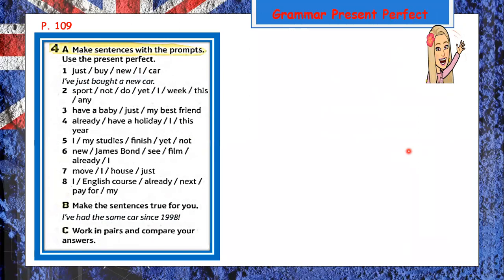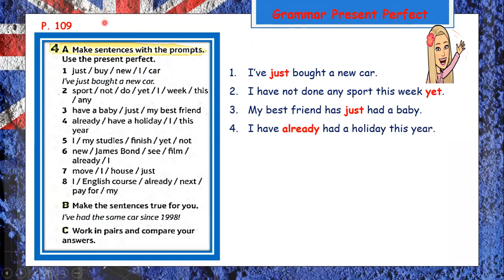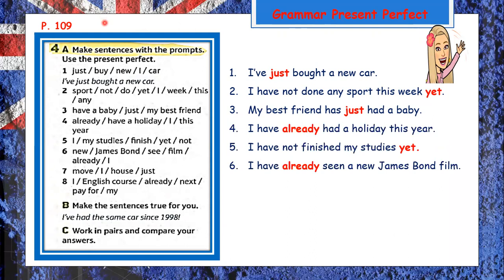Now let's go. Remember, you always have an example in order to give you an idea what to do. So number one, I just bought a new car. Number two, I have not done any sport this week yet. Number three, my best friend has just had a baby. Number four, I have already had a holiday this year. Number five, I have not finished my studies yet. Number six, I have already seen a new James Bond film or movie.